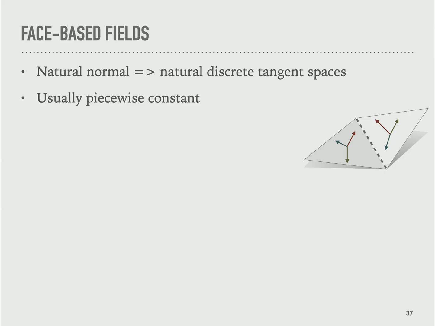Usually piecewise constant, which means there's a single vector in the face, and it's always the same vector when we define it. This is also one reason why we prefer this choice: those are usually the gradients of piecewise linear functions, naturally. So we correspond with this. The problem is that they're discontinuous at edges and vertices, and this can sometimes be a big deal.